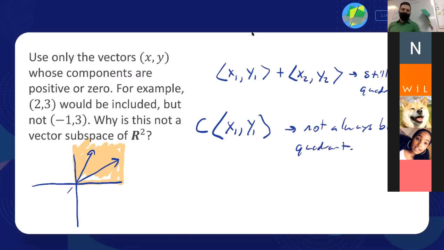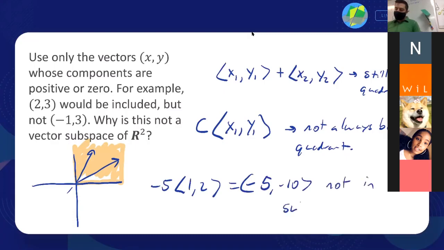So like all I would need to say, why is it not? -5 times 1, 2 equals -5, -10, which is not in the subspace or in that category or in that grouping, right? If I take 1, 2 and multiply by some scalar, I can get things that will go down here, essentially. All you need is a real number. C itself does not have to be a part of this. C is just any real number. So why is it not? All you need is a counterexample. Either addition doesn't work or multiplication doesn't work. Okay, work meaning stay in that same space.